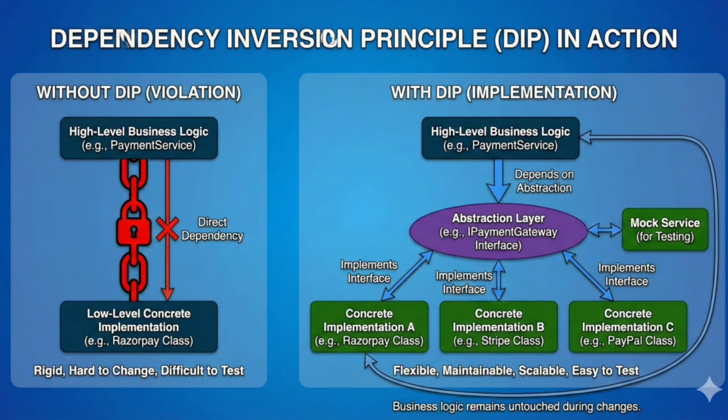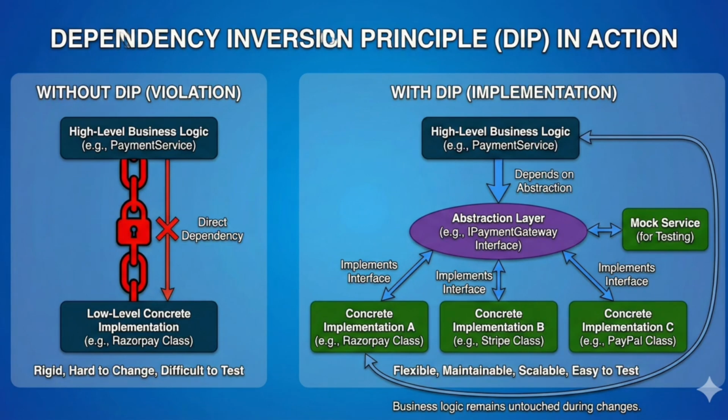Dependency inversion principle says that high-level modules should not depend on low-level modules. Both should depend on abstractions. And also, abstractions should not depend on details, but details should depend on abstractions. That simply means your business logic should not directly depend on Razorpay, Stripe, or any specific service. Instead, both the business layer and the payment services should depend on a common abstraction.